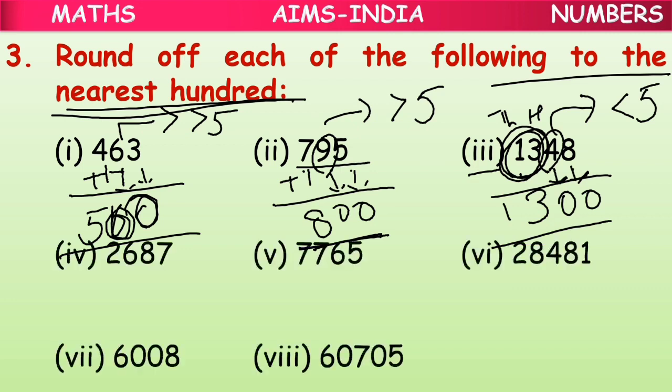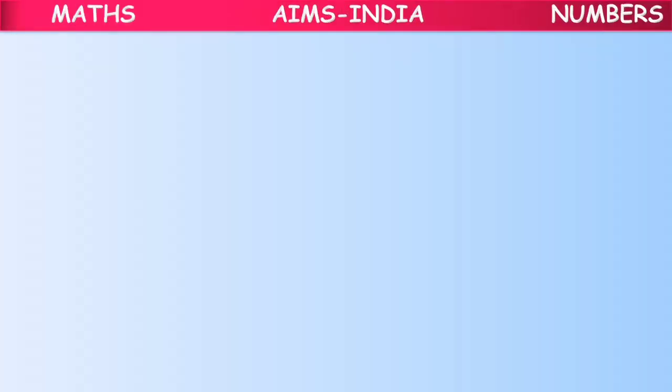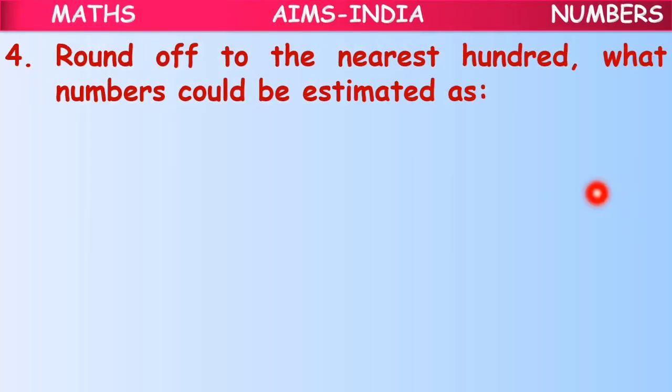Yes, now look at these 5 questions here, 4, 5, 6, 7 and 8. Yes, students, so question number 4, 5, 6, 7, 8 will be your homework questions. Moving on to the next questions. Round off to the nearest 100.